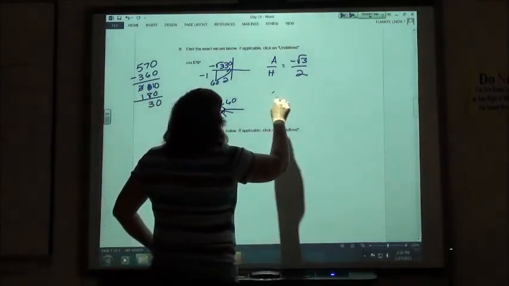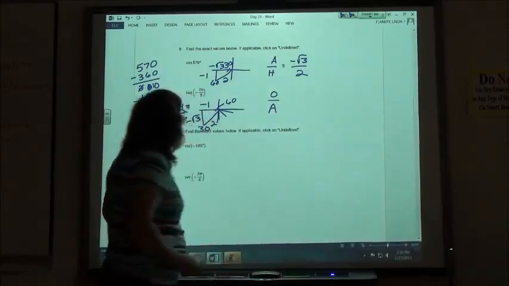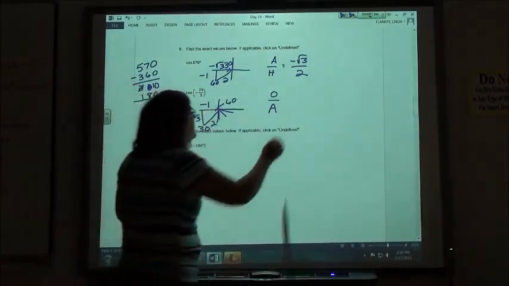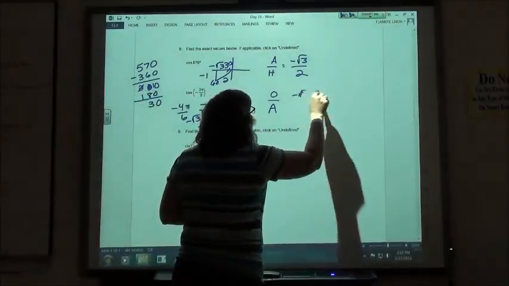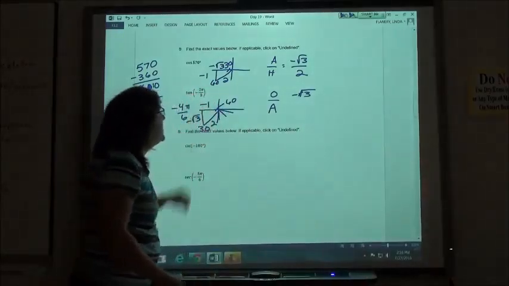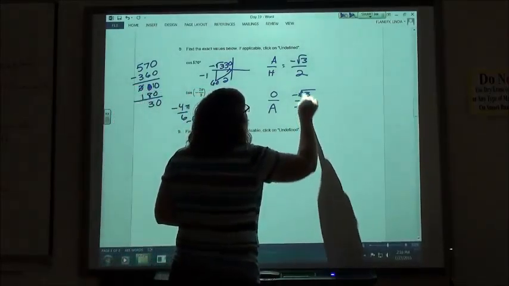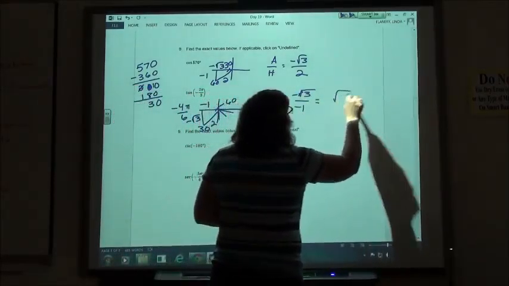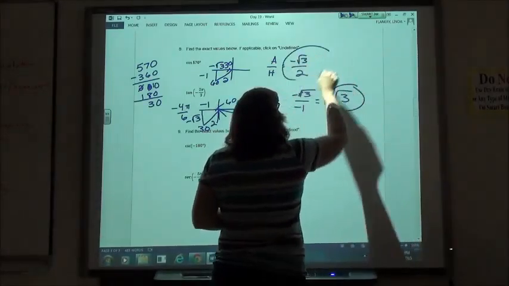Tangent. Tangent is opposite over the adjacent. So the opposite is negative square root of 3. The adjacent is negative 1. Since I have a negative over a negative, it's going to make that a positive square root of 3.